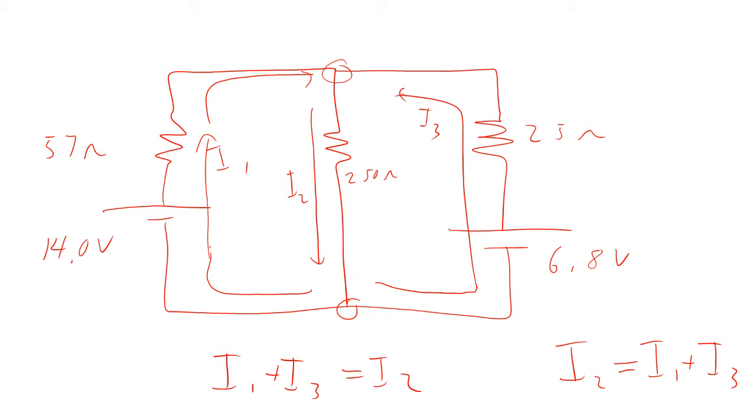Okay, now let's do a loop. Let's imagine a loop that starts here and goes around clockwise. Okay, now this is minus and plus. I like to label the resistors. The current always goes plus to minus. I assume the current in the 250 is going down, so that's plus and minus. And the 25, that end is plus, that end is minus.